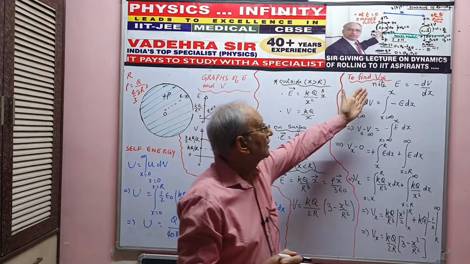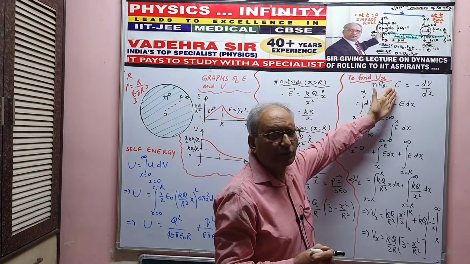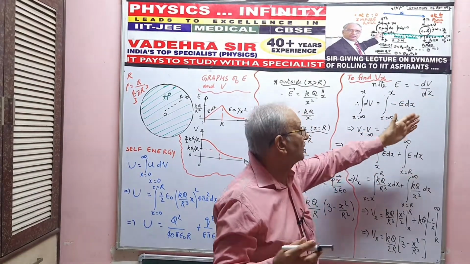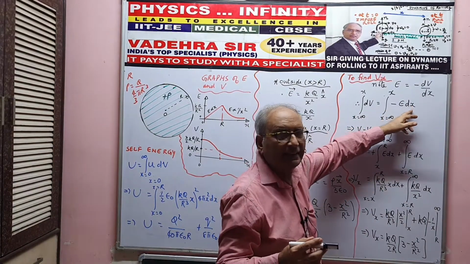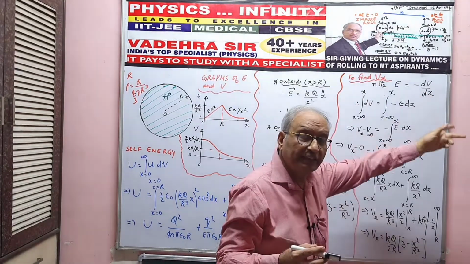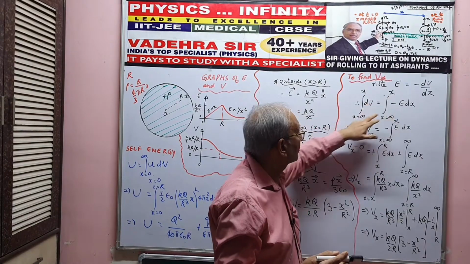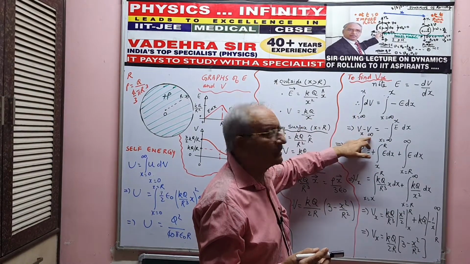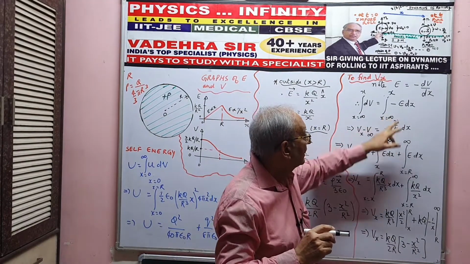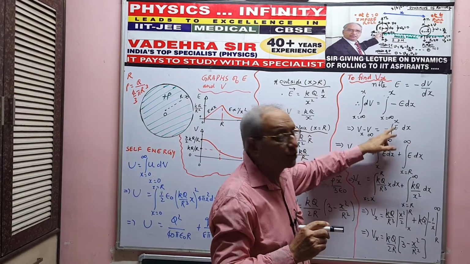Very easy. To find V(x) at an inside point, I use the general relation, E is equal to minus dV by dx, the negative of the potential gradient. So dV is equal to minus E dx. I do the integration with limits from infinity to the point, so x equal to infinity to x. Left side integration, it will be V(x) minus V(infinity). Now V(infinity) of course is 0, so no problem. Here it is minus E dx, x equal to infinity to x.